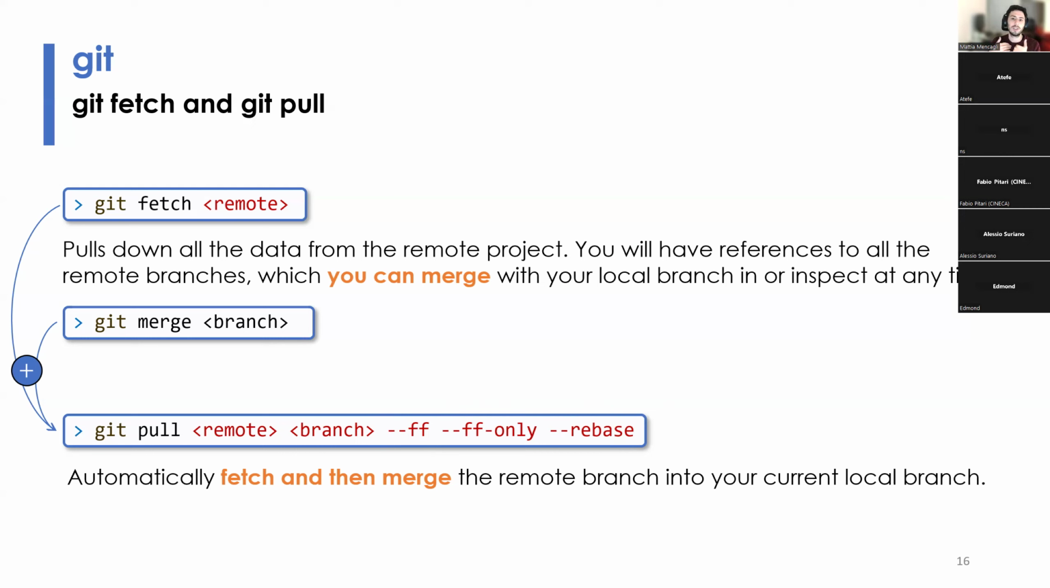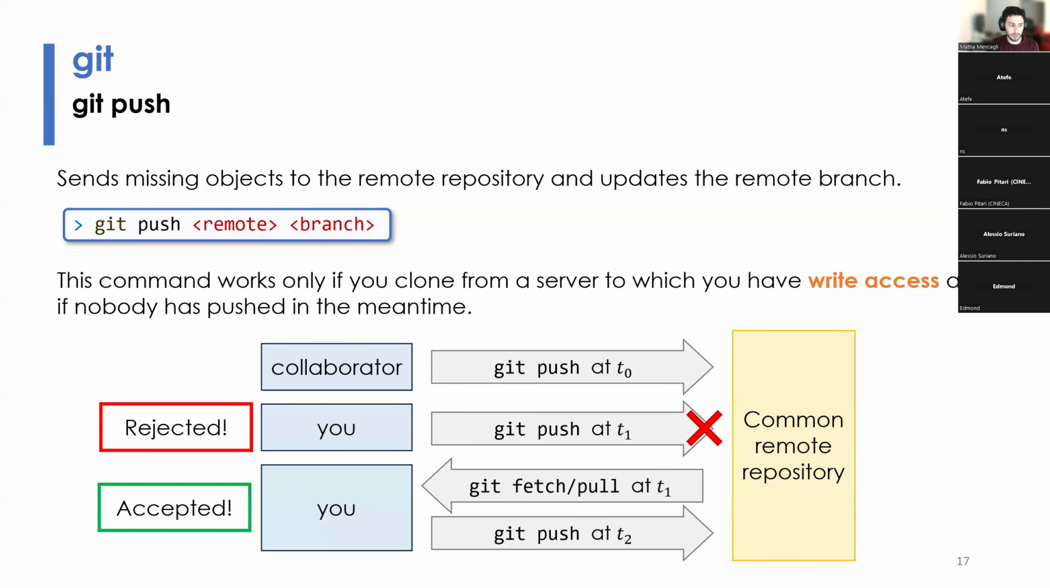Instead, how to update what's on the remote repository from your local repository using git push, of course, that will send the missing object.